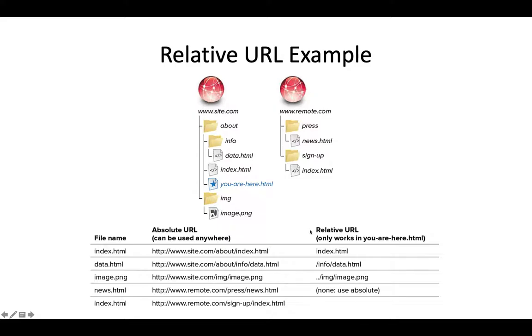Okay, this is a little bit tricky question. You can't do it, basically. Because it's on a different server, you can't have a relative URL, you always have to use a full URL or the absolute one, you have to tell which server it is before specifying the directory and the file name. And similarly for the last one, because it's on a different server, you always have to use an absolute URL. Okay, so hopefully that gives you a better idea of how to use these.